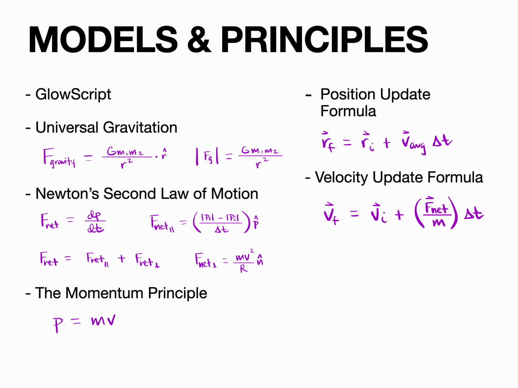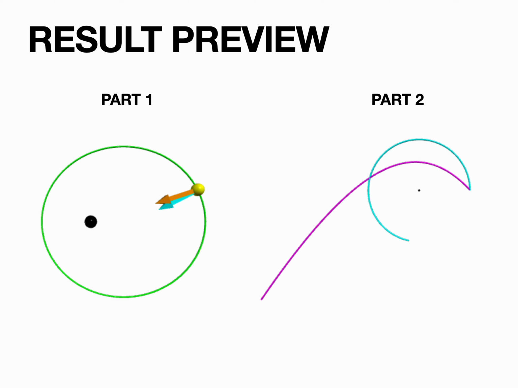Some important models and principles for this lab: GlowScript was needed to complete this, as well as the universal gravitation concept, Newton's second law of motion, the momentum principle, the position update formula, and the velocity update formula. Here's a preview of the result for part 1 and part 2, and I'll explain how we got to this.